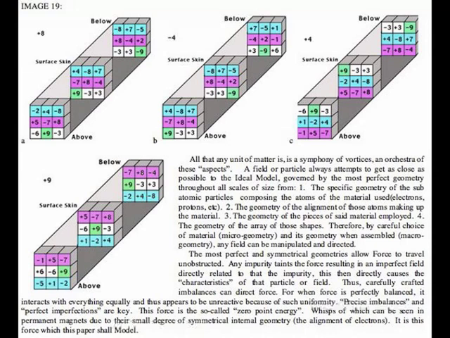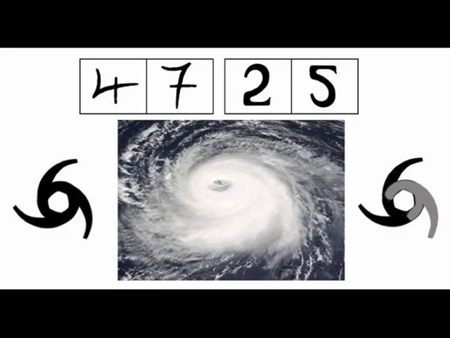This force is the so-called zero-point energy, wisps of which can be seen in permanent magnets due to their small degree of symmetrical internal geometry, the alignment of electrons. It is this force which this paper shall model. To conclude this chapter on the relationship of the electromagnetic field to a spiral, and that spiral being related to a system of numbers, here is a small note on how the humble number system may be even more profound than what was previously thought.